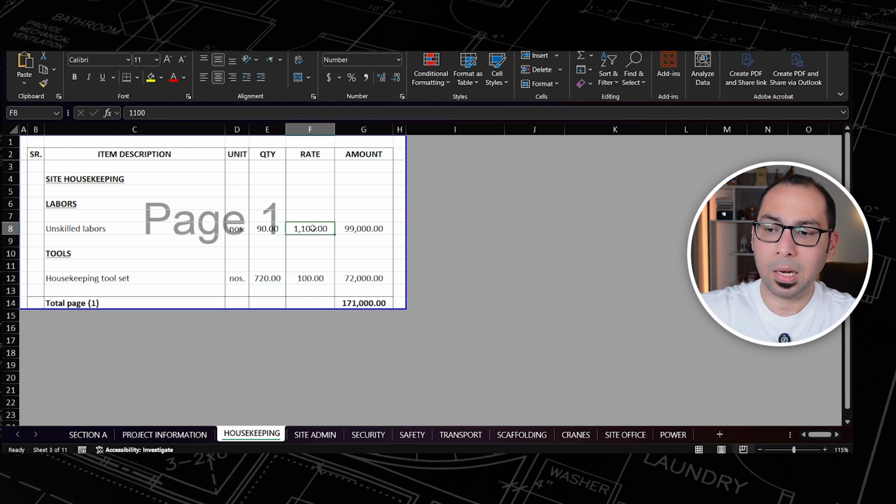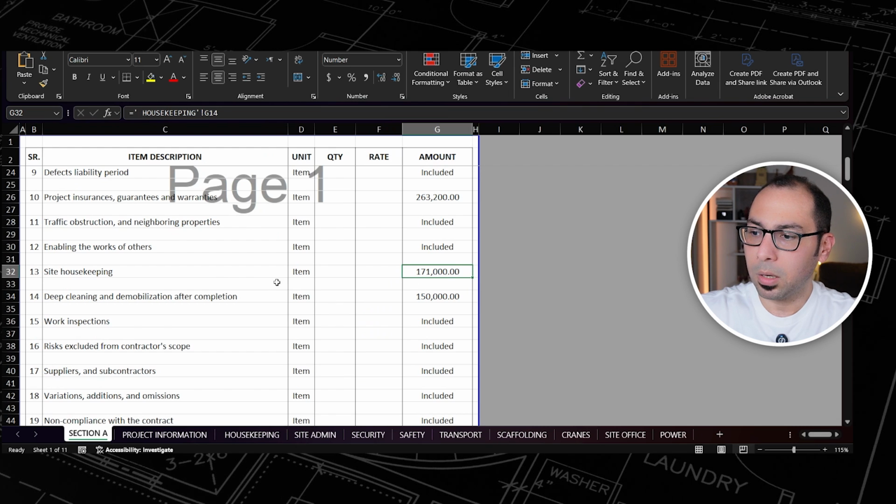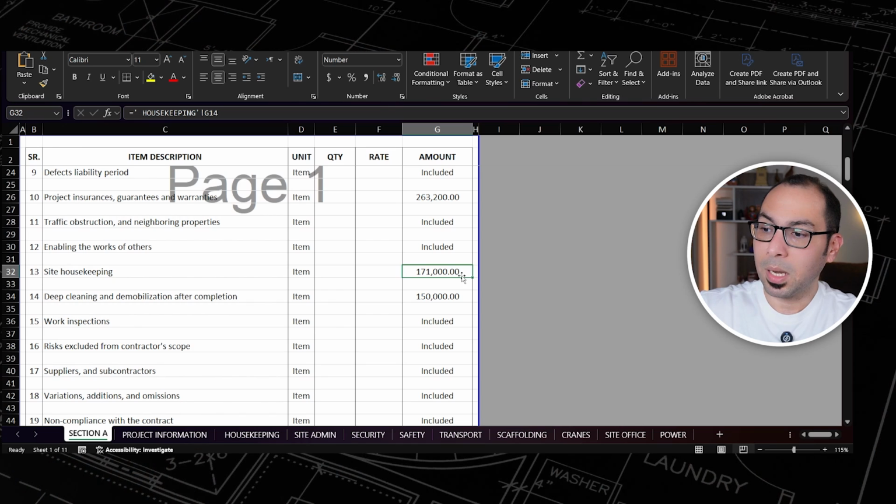And I am just putting the salary here and the rate per set here, and I am getting a summation to get this amount. So this amount will go here in the site housekeeping. You see, when there is a clause in the contract that tells you that you have to maintain the site housekeeping, you have to maintain the site clean and all of that, it is having a cost impact. So that's why we have an amount here.